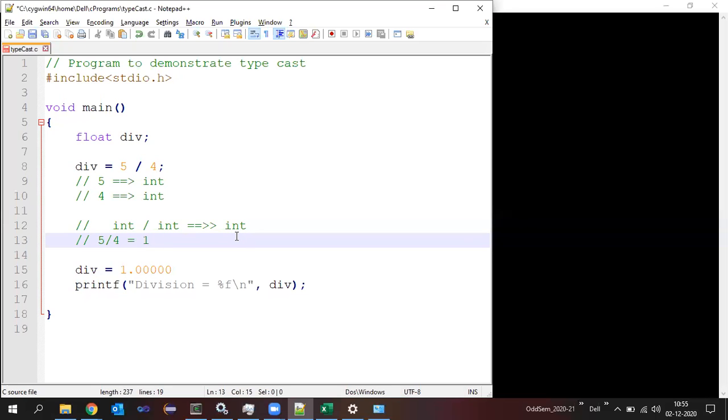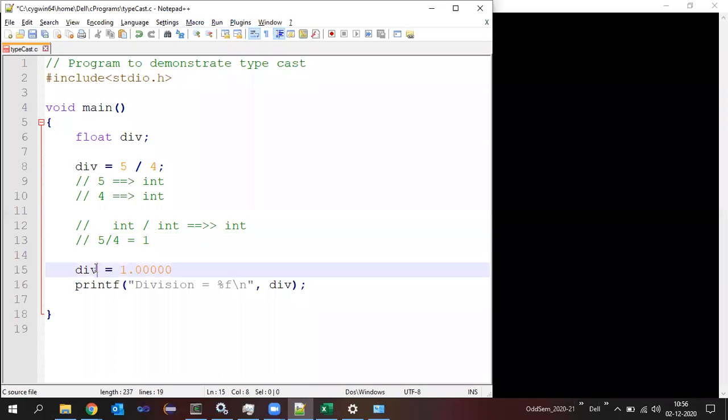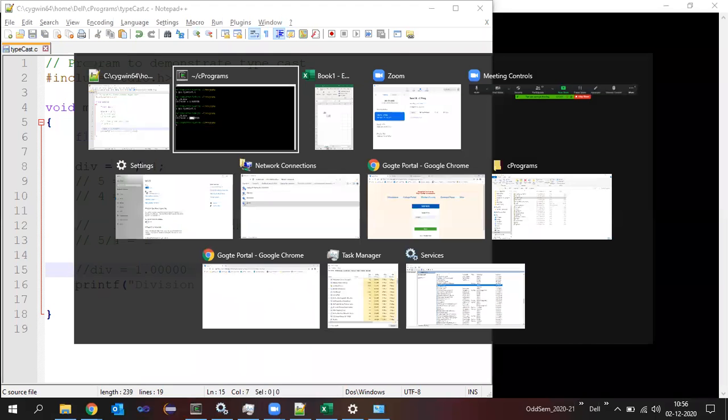That is the instruction we had given to the computer. Then it is storing only 1. Even though it produces 1.25, that 0.25 will be rejected or neglected by the computer and it will store only 1. Then we are storing that into a variable. Since this variable is a float, it automatically adds 0.0000 to make it look like a float number. So when we execute the program, we get the output in this way.